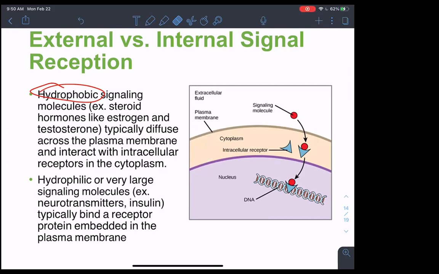So hydrophilic, water loving, has to stay outside in the more aqueous environment, and they'll bind to receptors on the cell surface. So if that was a ligand right here, it's going to bind to a cell surface receptor to be able to elicit a response. Okay, so I did a horrible job of drawing that ligand, but that is more like what would happen. Very large molecules, hydrophilic molecules, have to bind to a receptor like that.